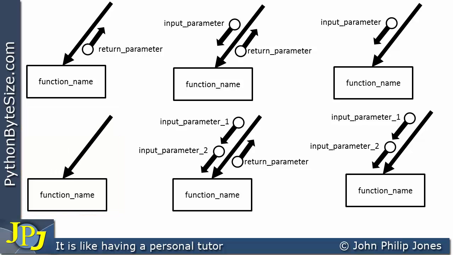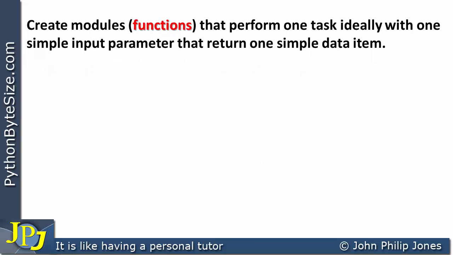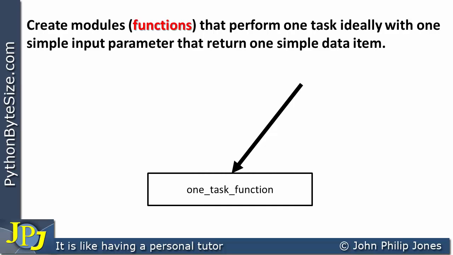Let's go on and take this discussion a little bit further. When we're designing our programs, when we're doing stepwise refinement, and when we're drawing the structure of our system using a structure chart, what we should be attempting to do is create modules that perform one task, ideally with one simple input parameter that returns one simple data item. In other words, we're hoping that our structure charts are populated by these kinds of calls here, where you call a one task function and you send to it an input parameter and it sends a return parameter back. That's kind of the aim.